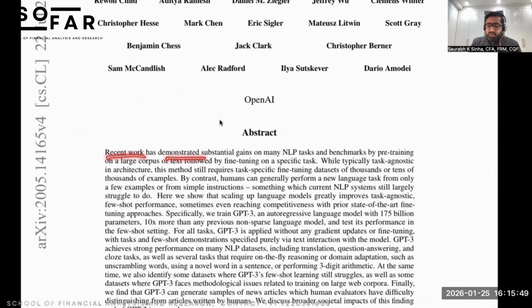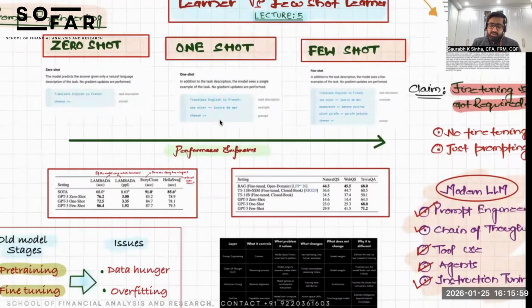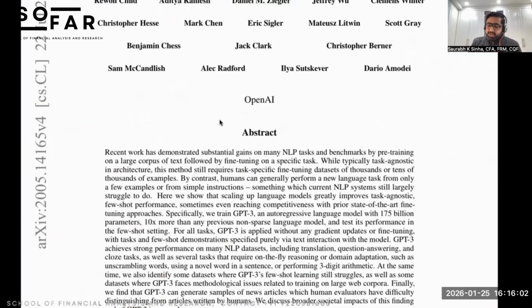Recent work has demonstrated substantial gains on many NLP tasks and benchmarks, such as LAMBADA, StoryCloze, HellaSwag, by pre-training on a large corpus of text followed by fine-tuning on a specific task. So they were talking about the historical model. While typically task-agnostic in architecture, this method still requires task-specific fine-tuning datasets of thousands or tens of thousands of examples. So they are saying that when you fine-tune, you don't only have to provide labeled information, you also have to provide task-specific information.